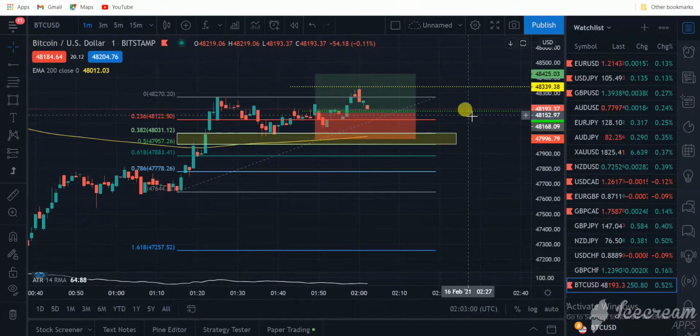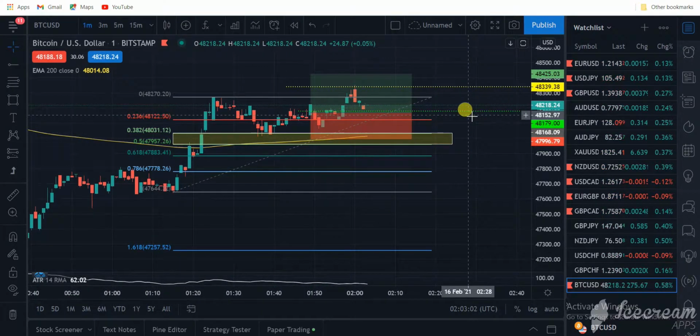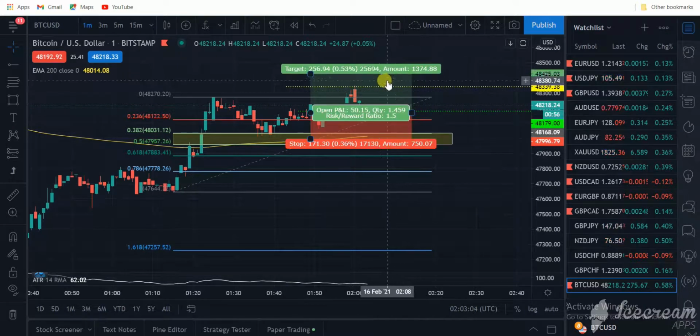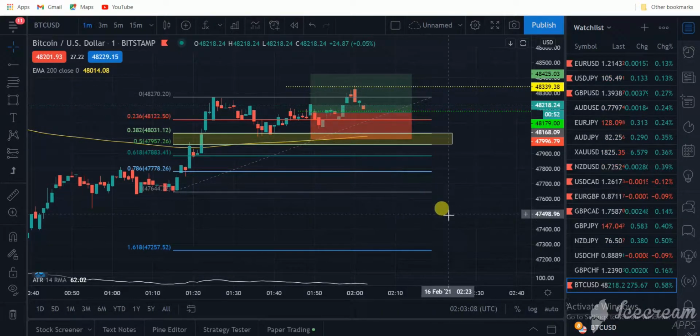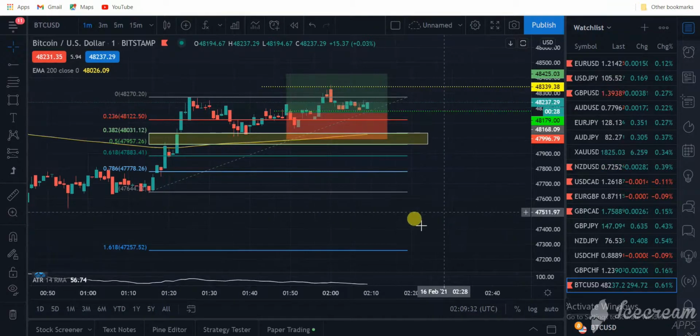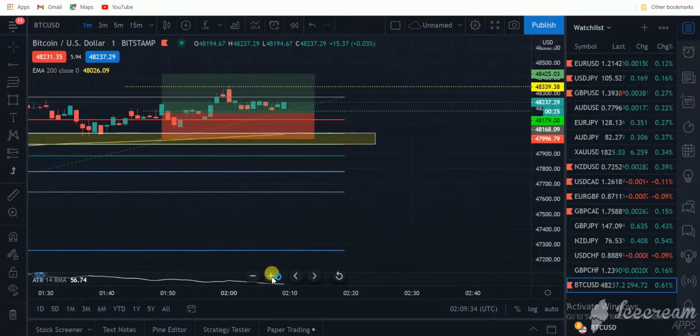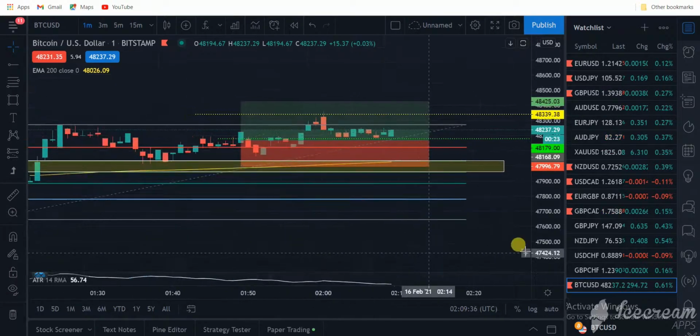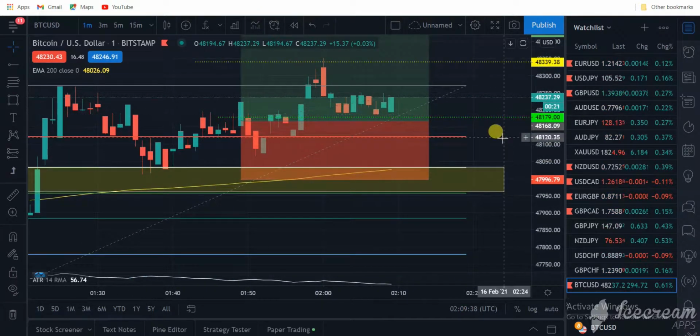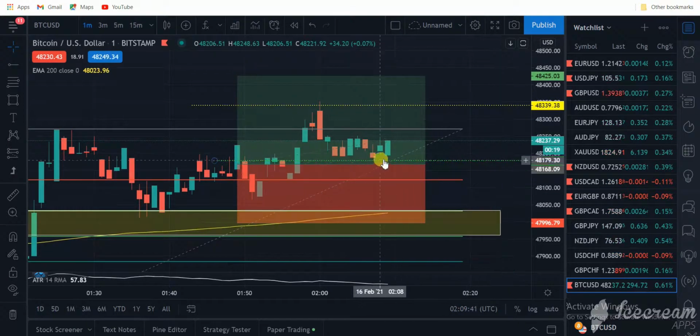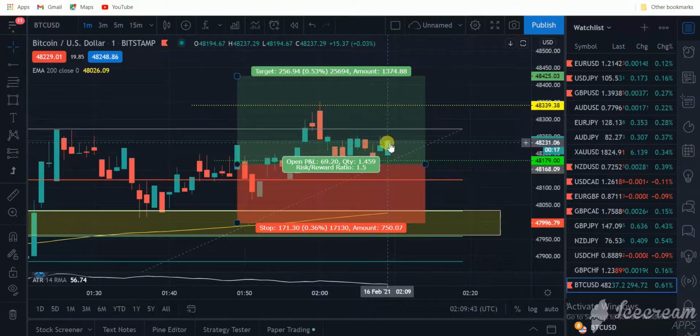Price is almost taking us out at that point, so let's just wait for the result of this trade. If we end up at break even, that means we lost nothing and we won nothing. Okay guys, we almost got taken out at this point. As you can see, we slightly escaped being taken out. So let's just wait for the result.